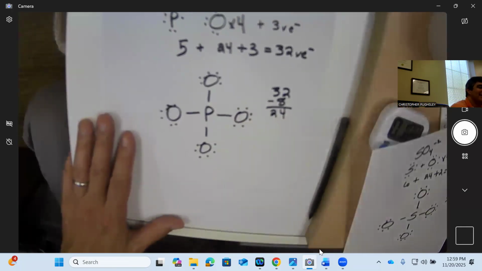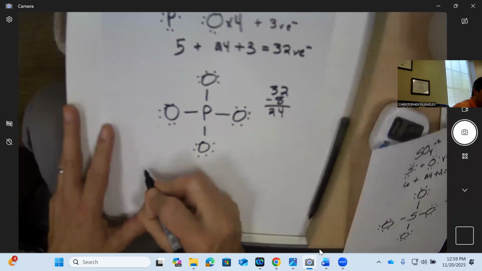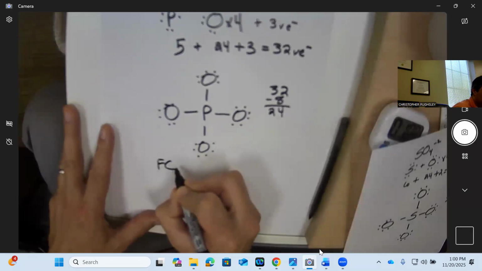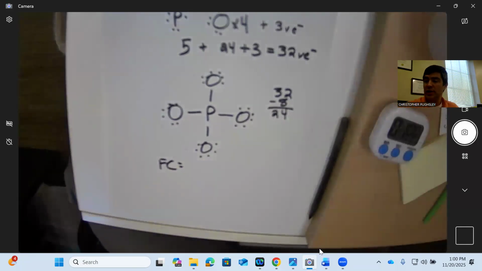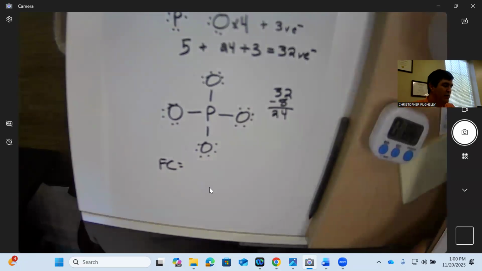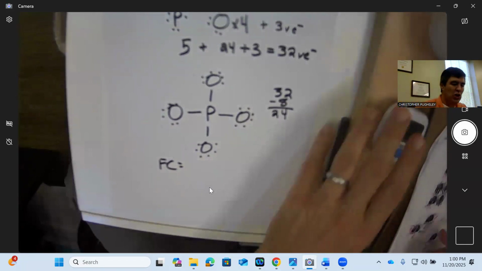All right. And so now we need to calculate the formal charge. Formal charge is equal to what? Help us out with the formal charge. All right, let me get my volunteers out. Esmeralda, what is the formula for formal charge?